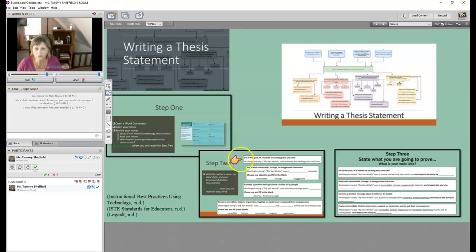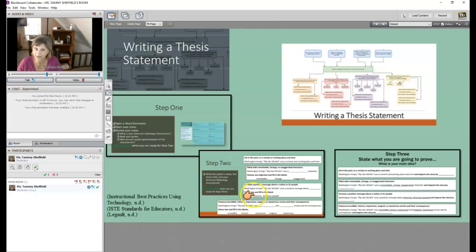And on their Word document, if they have this characteristic, they are going to type exactly this right here. The same for each characteristic. I have a phrase for them to write, and this is going to be the beginning of their thesis statement. Now, if they have one of these 2 characteristics, there is a little bit of an additional step.